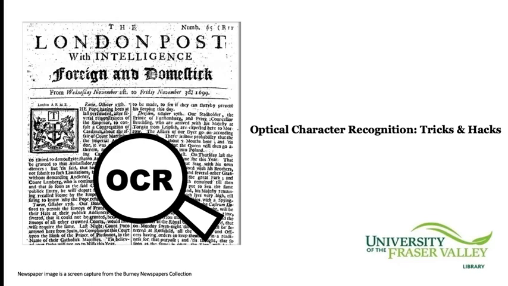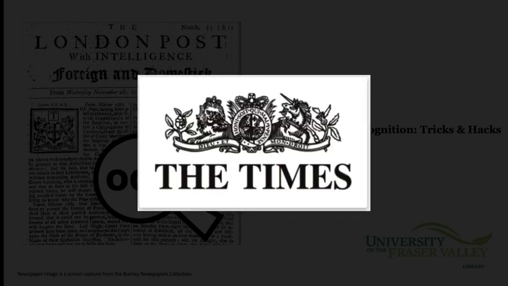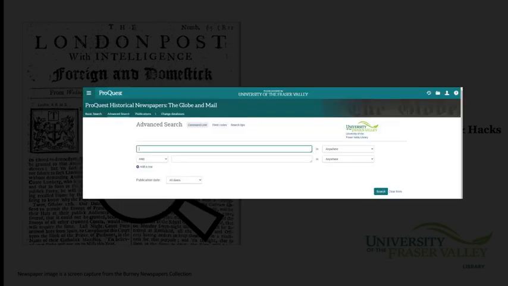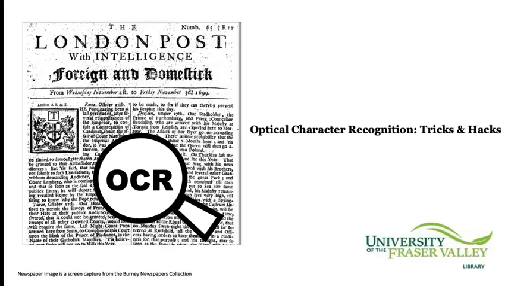My name is Hui Hui and I'll be talking about OCR and a couple of points to watch out for if you are using historical newspapers databases. These can include the Burning Newspapers Collection, Times Digital Archive, and ProQuest Historical Newspapers. This also includes the digitized Historical Newspapers Collection in UFE's Institutional Repository Harvester. We'll also go over a few strategies to help you find more articles.